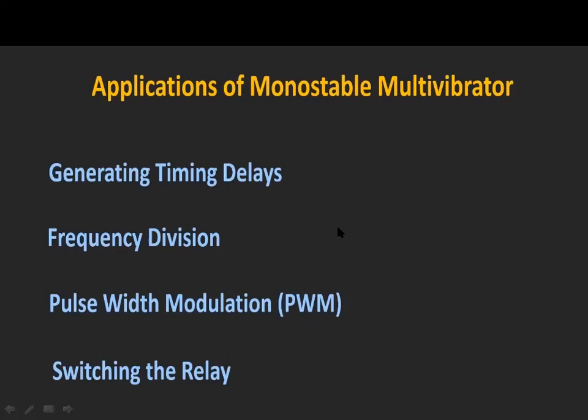A relay is an electromagnetic component in which a control signal is given to the relay, such that with the help of that control signal it switches on the devices connected to that relay. That control signal can be applied with the help of this monostable multivibrator. These are some of the applications of the monostable multivibrator.